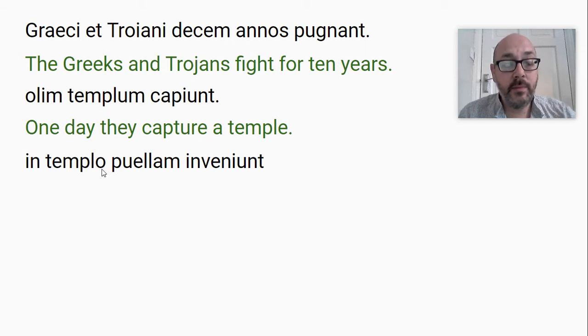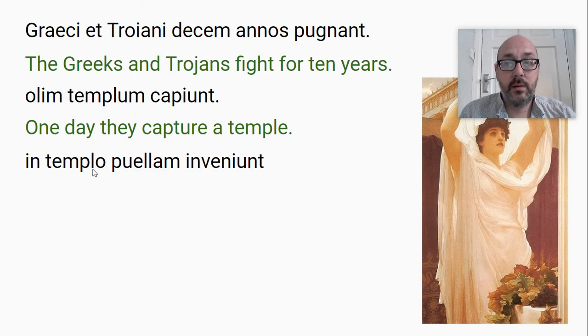In templo puellam inveniunt. There's nothing there that's in the nominative, so we go straight to the verb. Inveniunt, they find. What do they find? A girl. Puellam, accusative. In templo, ablative. In a temple. There she is.